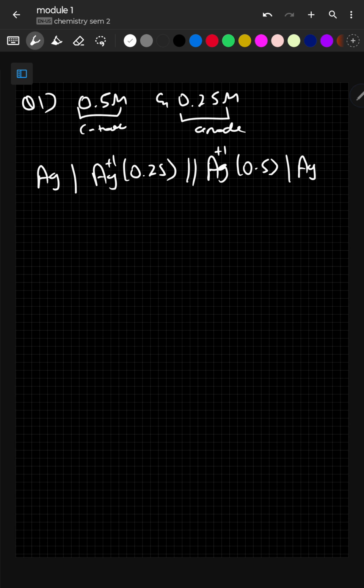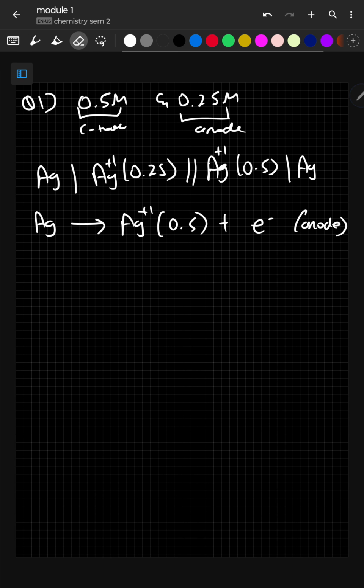If you didn't understand how to write this, I'll bring up the video on cell representation. I should have technically done all of that first, but anyway I've just started, so I'll do that also, so then you understand better what is happening. But this is how you write it. Now the cell reaction. Ag will give Ag plus 1, which is 0.25 molar, plus an electron. This is going to happen in the anode. What is going to happen in the anode? Oxidation. Oxidation is loss of electron.